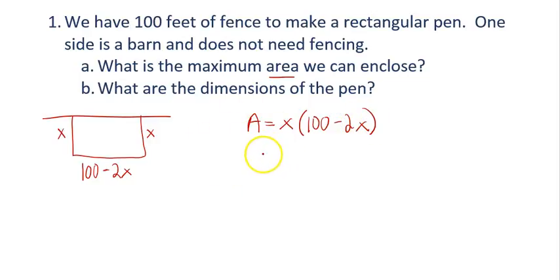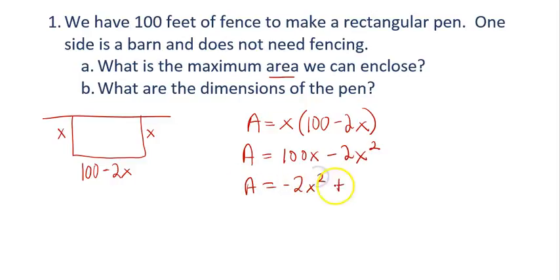And since we are doing quadratics, I'm going to go ahead and distribute that just so it looks like a little more of what we're used to. So I'm going to have 100x minus 2x squared. I can rearrange that and make it negative 2x squared plus 100x. So you know it's a parabola that's facing down because of that negative.